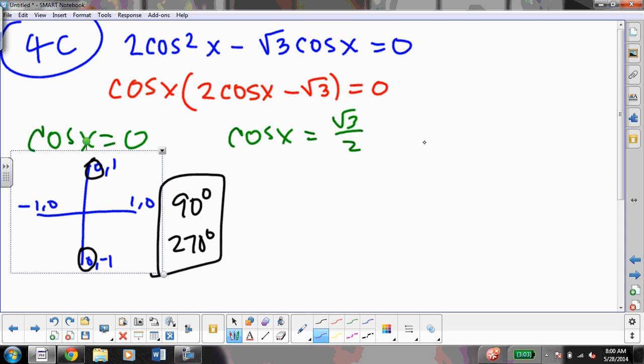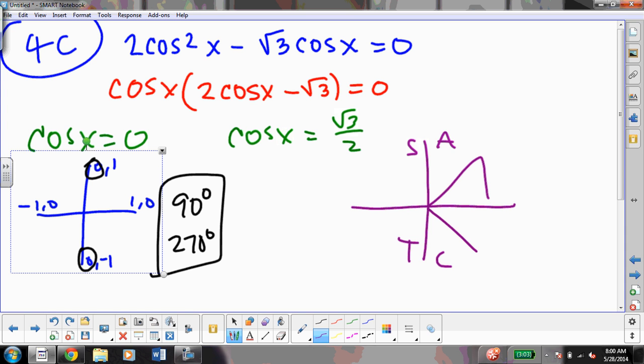The square root of 3 over 2 is a special ratio for the cosine. The cosine is positive in the first and the fourth quadrant. The angle that has a cosine ratio of square root of 3 over 2 is 30 degrees. So both of these angles will measure 30 degrees. One solution will be 30, and the other solution will be 330.